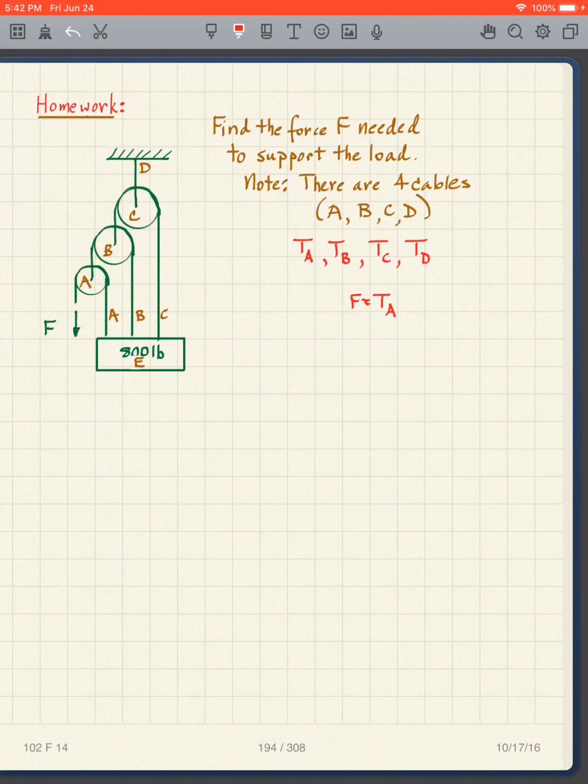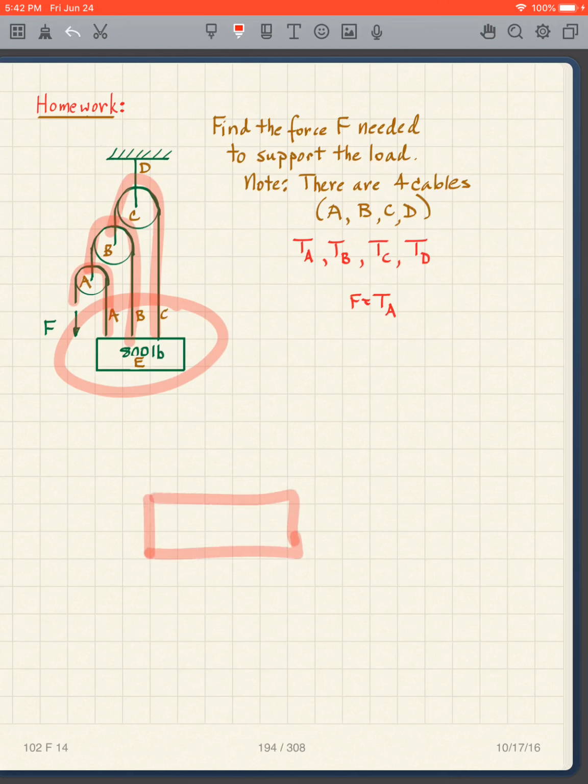And notice, this becomes a little bit trickier because if you make a cut here, notice the tensions are not the same. So in other words, that's one tension in there, that's a different tension, that's a different tension. They're all different. So if I take a free body diagram about this point, just to let you know, it's not T, T, T, because they're all different.